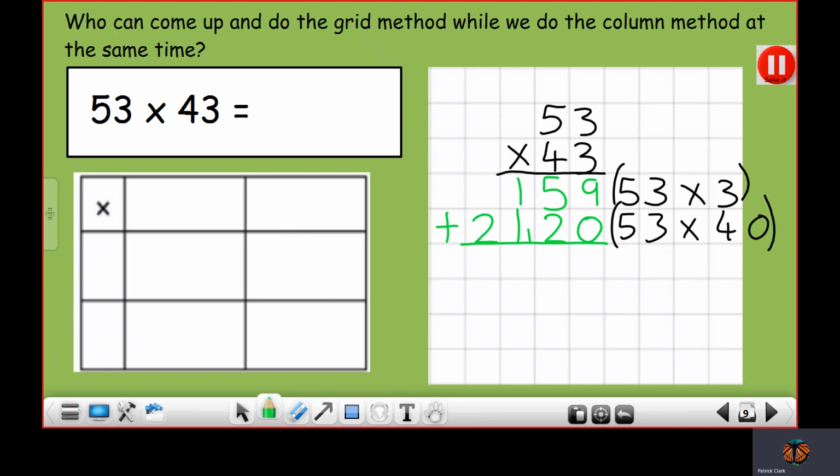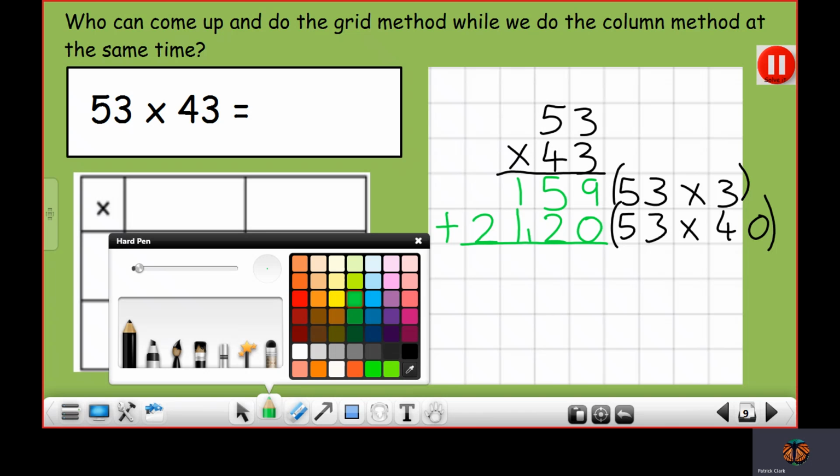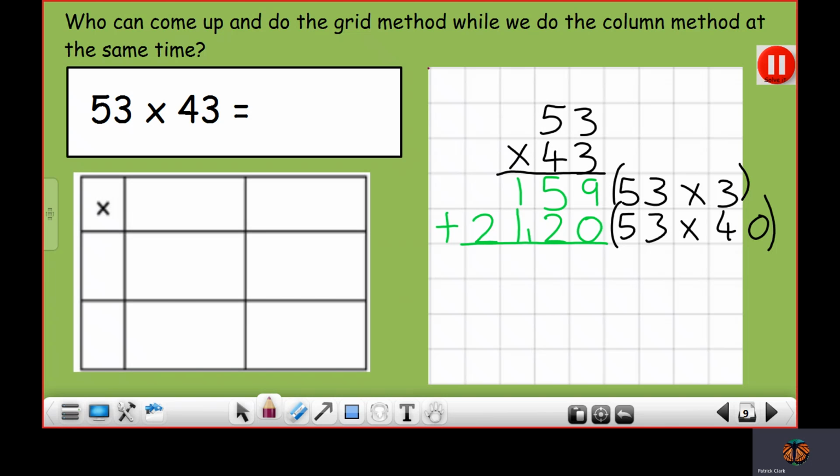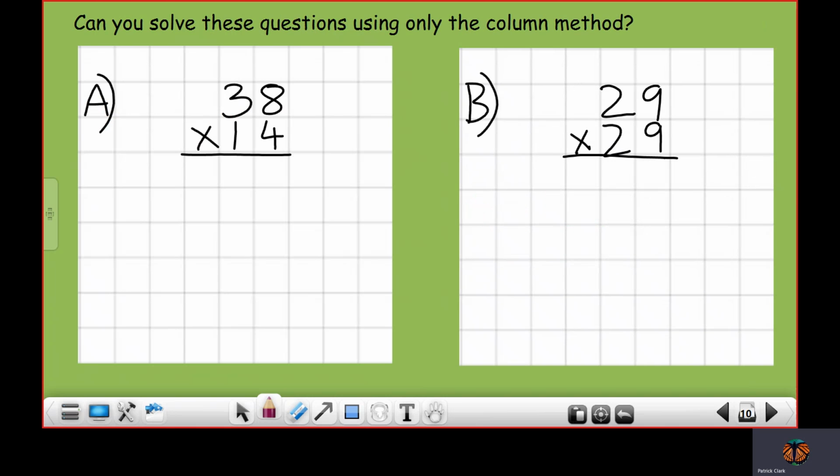I'm going to add them together. I'm going to show you the solution in a different pen color, and we're going to see how we do. So 9 add 0 is 9, 5 add 2 is 7, 1 add 1 is 2, and 2 on its own. That means our answer is 2,279. Okay. Did that match what you've done in your book? Did you do the grid method and get the same answer? If you did, fantastic. Well done. Maybe you want to go back and try and do the column method this time to practice both ways.